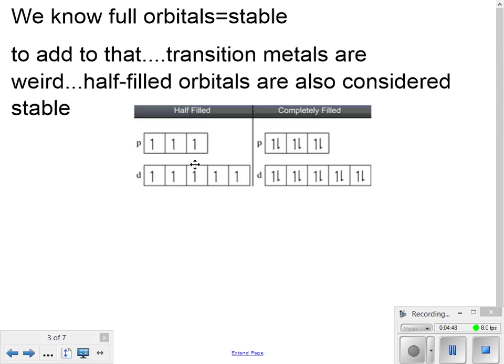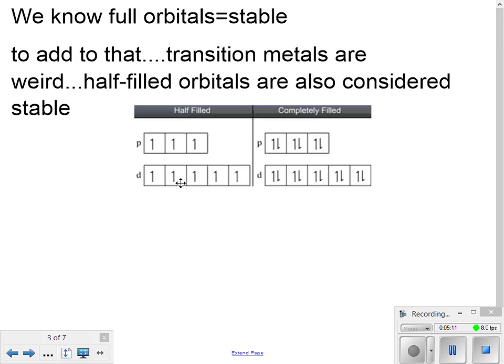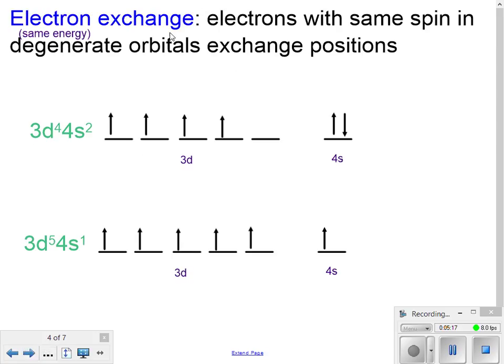This is pretty symmetrical. All the electrons have the same spin in their own orbitals, and so they are going to be considered stable. Here, they don't all have the same spin, but because they each have pairs of electrons that have their own spins, then it's also considered stable. And what we could also look at for stability is that half-filled orbitals will have what's called electron exchange. They'll have more exchange numbers. What they mean by electron exchange is that electrons with the same spin in degenerate orbitals, so degenerate means the same energy, can exchange positions.